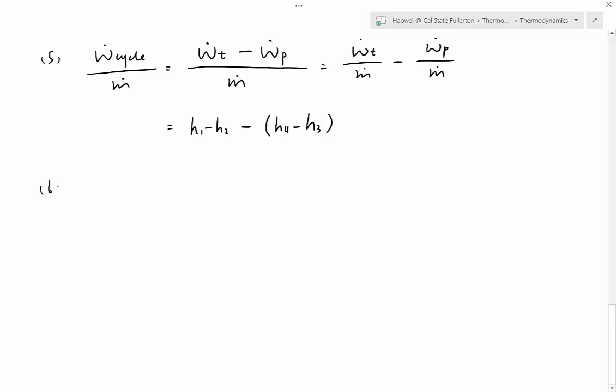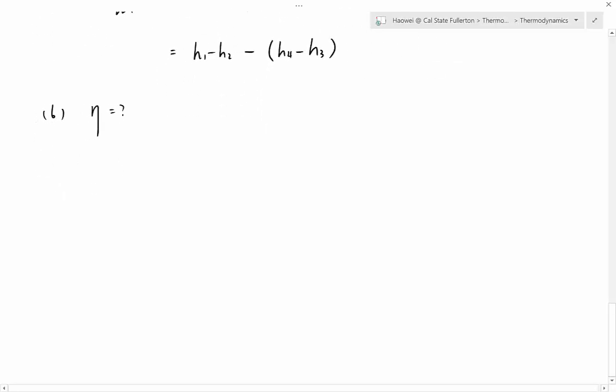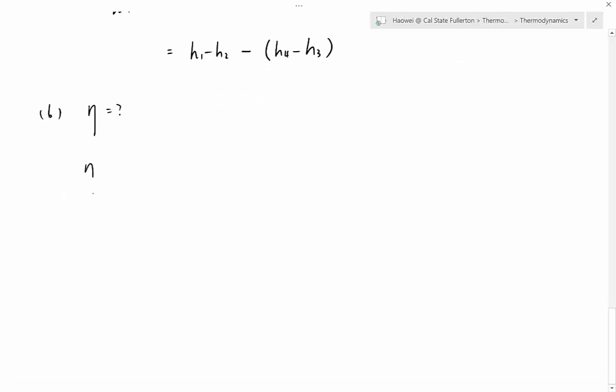And number 6. Naturally, we want to know what is the efficiency of the whole power plant. Efficiency is defined as what you get divided by what you pay. What do we get? W cycle is what we get. What do we pay? Q hot. And we divide both of them by time, so we add a dot to each of them. And then we divide both of them by mass flow rate.